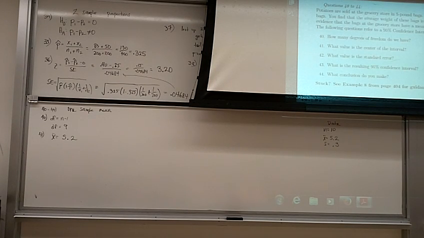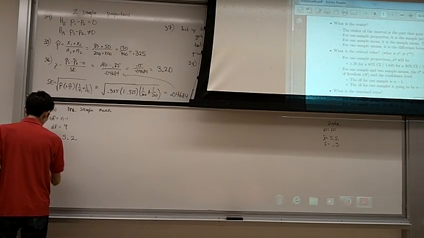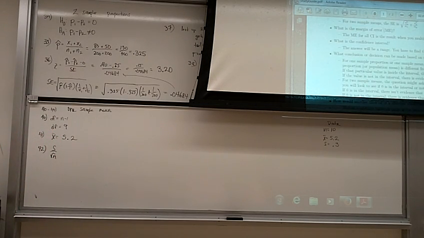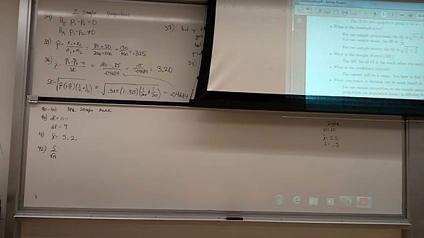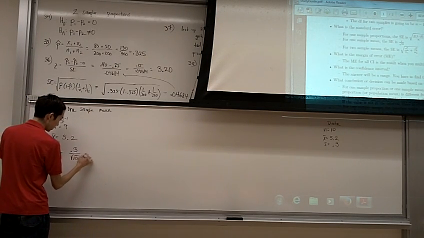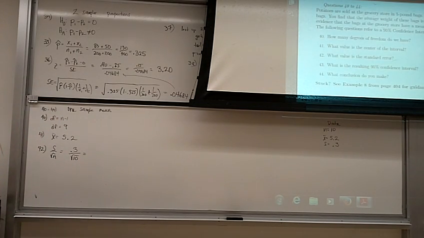What is the standard error? It asks, number 42, what's the standard error? s over the square root of n. But if you had forgotten, you can always check on here, and it says, standard error for one sample mean is s over the square root of n. So we have 0.3 divided by the square root of 10, and that gives us some number. 0.0949.